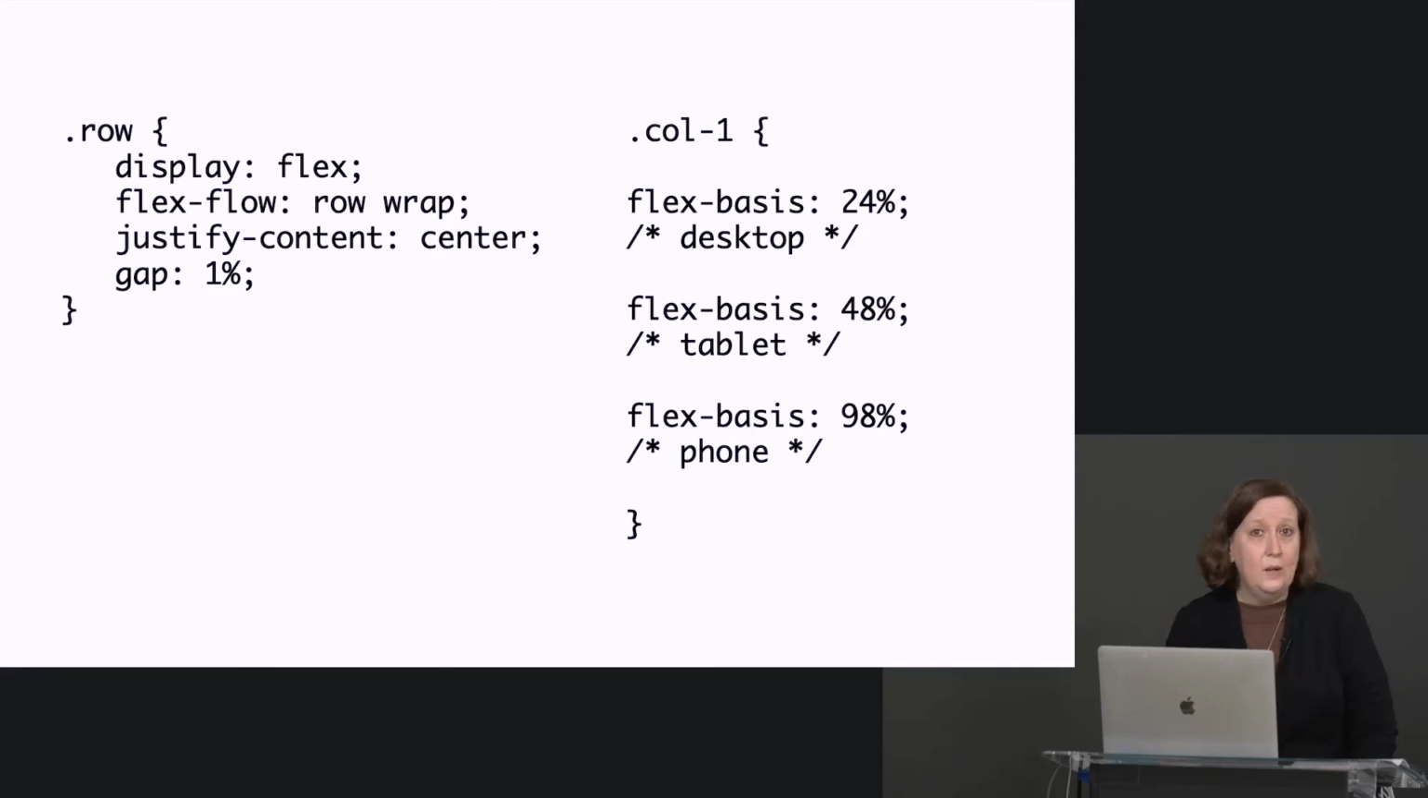The CSS winds up looking something like this. So on the row, the parent, we're going to say display flex. We do a flex flow of row wrap. Justify the content however we want to justify it. It might be center, it might be space between, something else. And then you can also set up a gap.